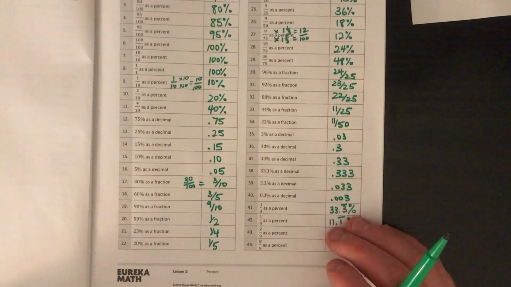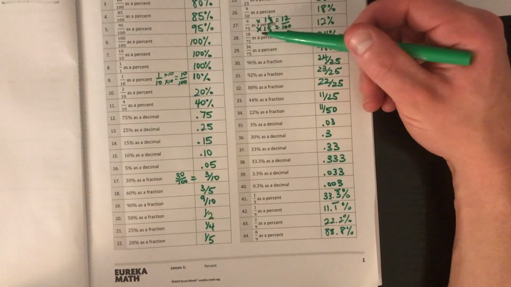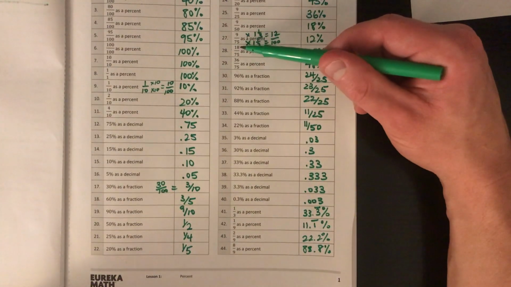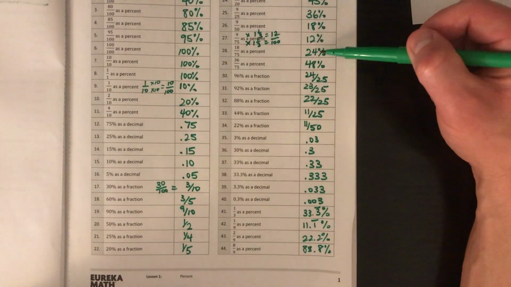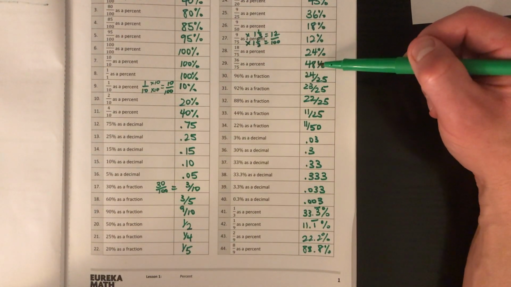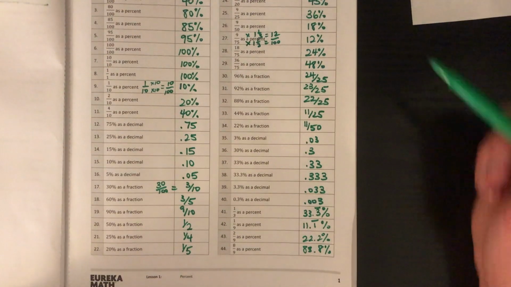And then from there I used a pattern. I didn't have to do that again for 18/75ths and 13/75ths because I know that 18 is double 9, so I should have double the percent, and 36 is double 18, so I should have double 24%. I get 48.